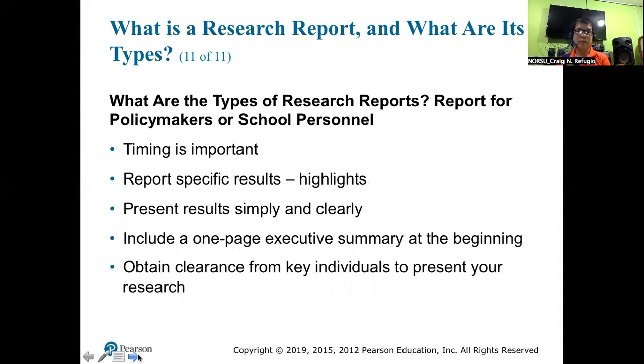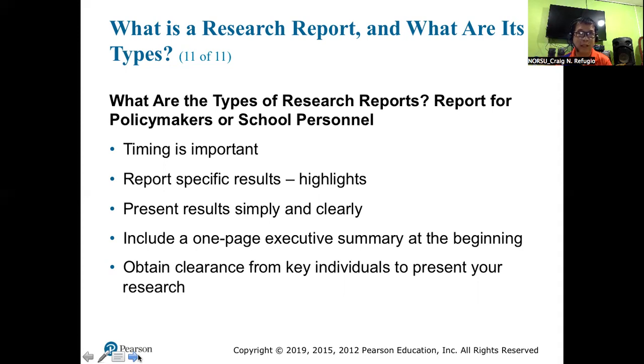Report for policy makers or school personnel. So timing is important. Report specifically the most important or the significant findings or the highlights of the entire research. Present results simply and clearly. Include a one-page executive summary at the beginning. So at Norsu, for example, there is what we call an executive summary. And what is the content of the executive summary? What are the different components of an executive summary?